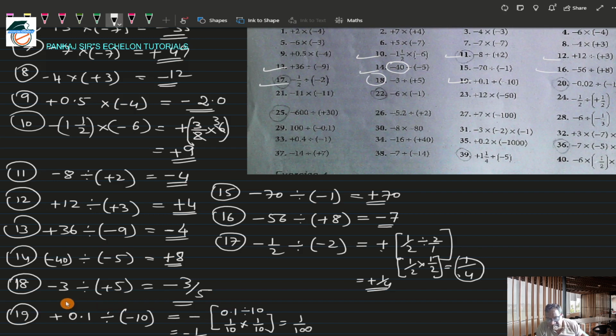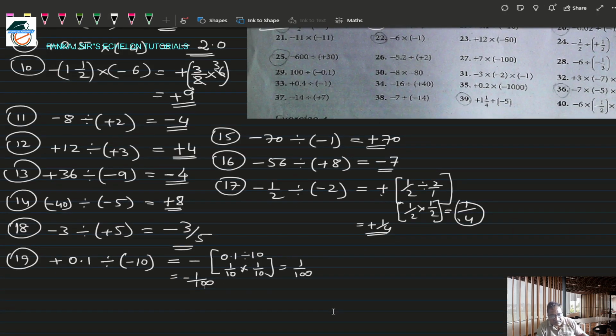Let me check it. And yeah, this minus 1 upon 100 can be further written in decimal form as minus 0.01, because at the back of the book the answer is given as minus 0.01, which is perfectly correct.